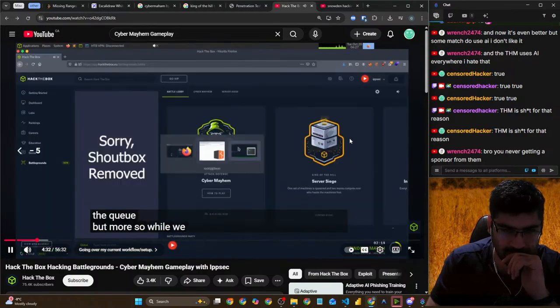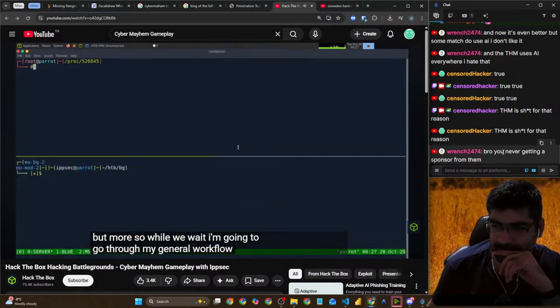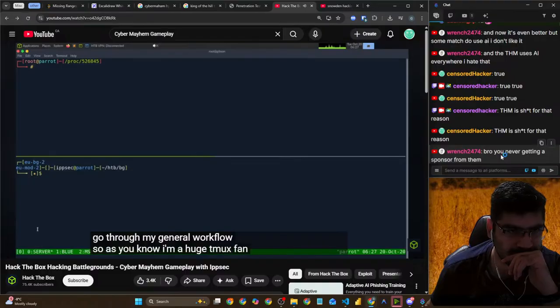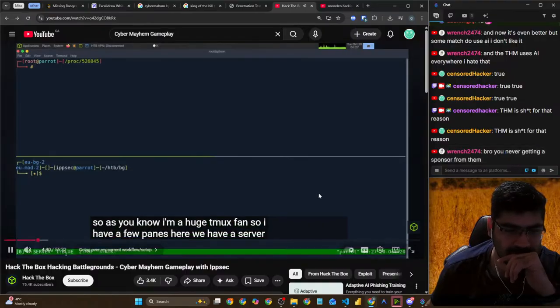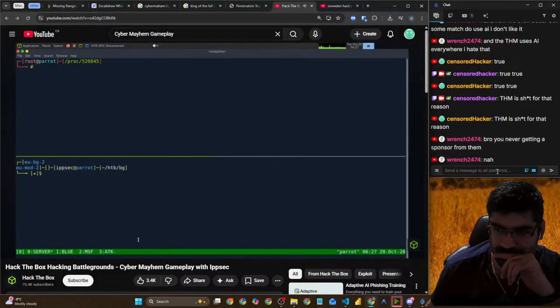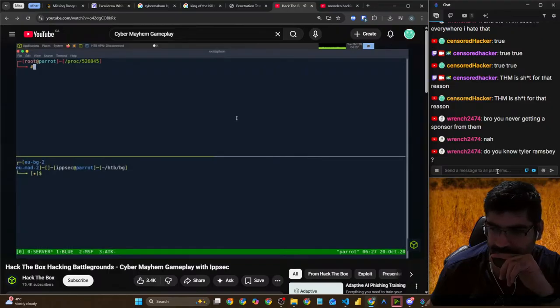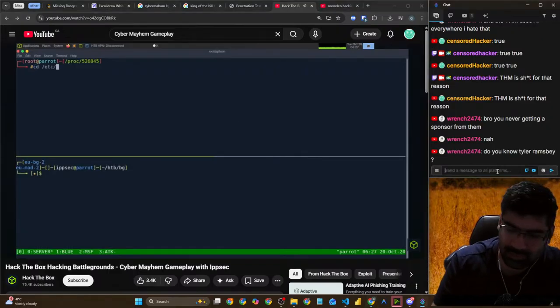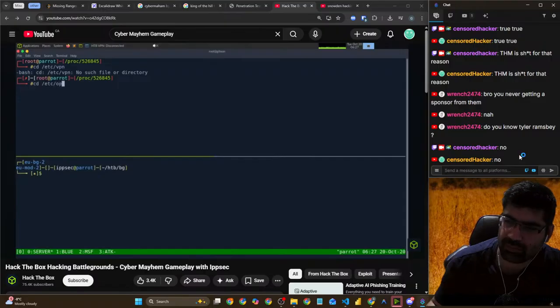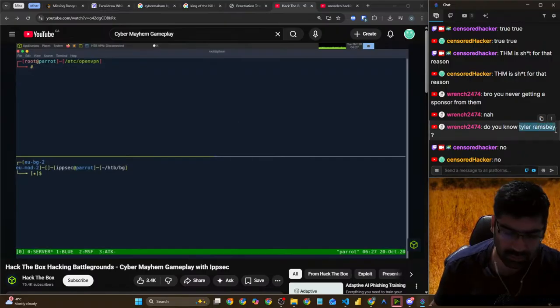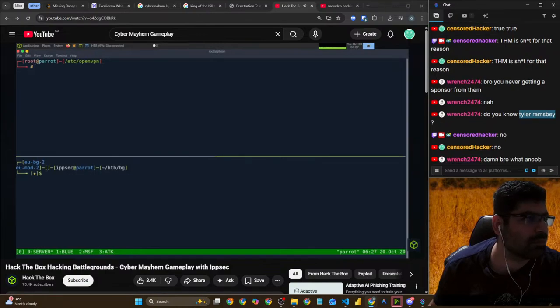So while we wait, I'm going to go through my general workflow. As you know, I'm a huge Tmux fan, so I have a few panes here. We have a server, a blue, a metasploit, and an attack pane, and by the end of the event, everyone's chaos, so it's probably going to get up to like 10 up here. My server tab, number 1, I do this one for my VPN. When Battleground starts, everyone gets a unique VPN file, so that's what this tab is for. Then right below it, I put my pane that's going to have a web server.